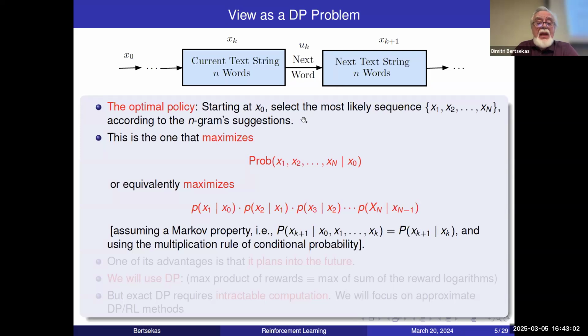And because the n-gram gives probabilities that usually have a Markov property, we're going to assume that the probability of the next text window, given all the previous windows, depends only on just the previous window and not the preceding ones. So we assume this Markov property, and this probability of the sequence given the initial state factors as a product of probabilities. So this follows from this Markov property using the multiplication rule of conditional probability. So we assume this Markov property, and the reward that we want to maximize is the product of these probabilities.